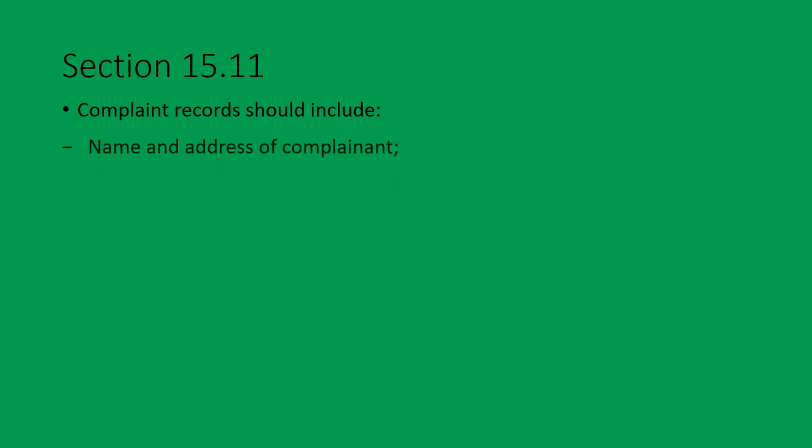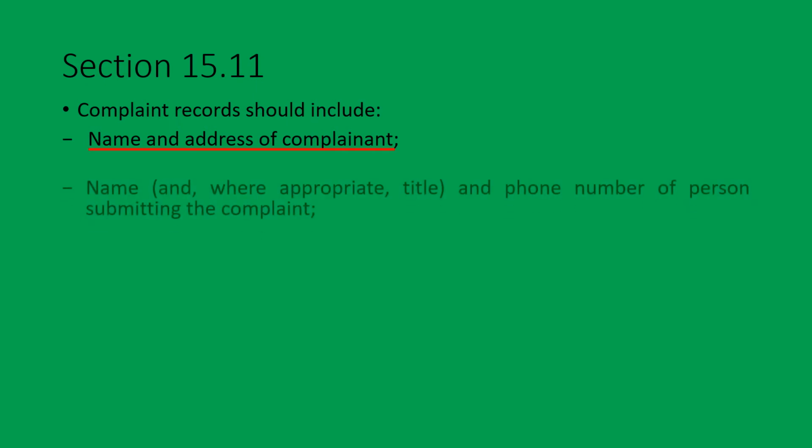Let us see the prescription in section 15.11. When a complaint is received, the complaint records should include the name and address of the complainant. That means the name of the customer. That means the complainant company name and the address has to be recorded in the complaint investigation initiation form as soon as the complaint is received.